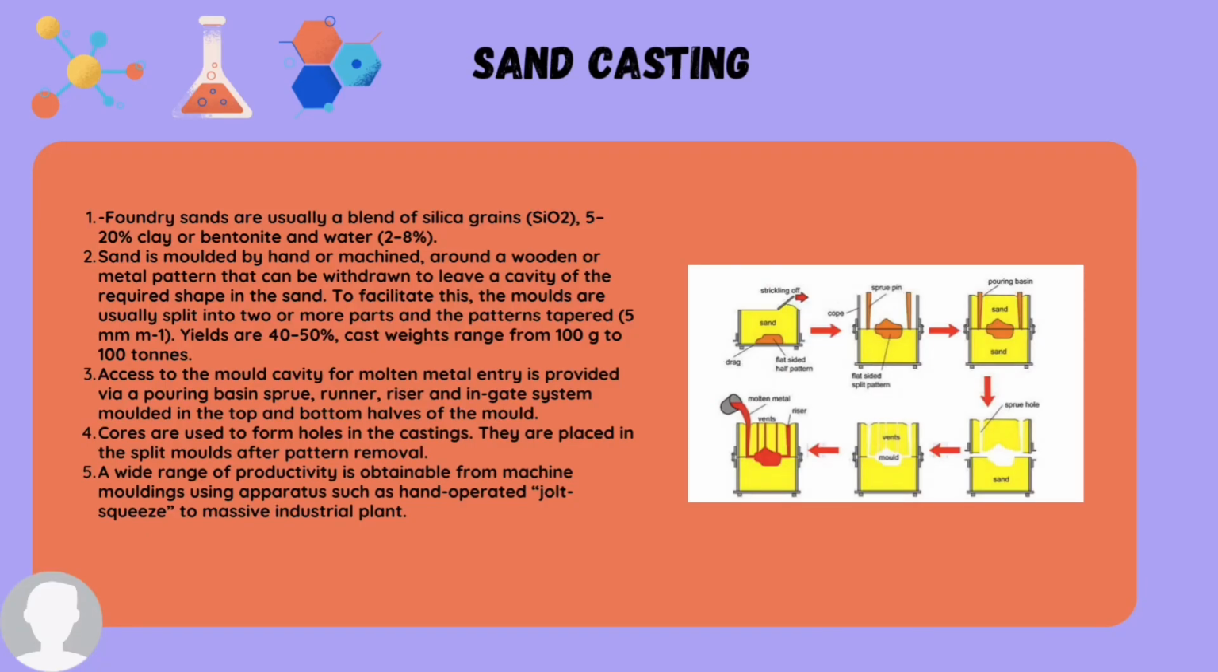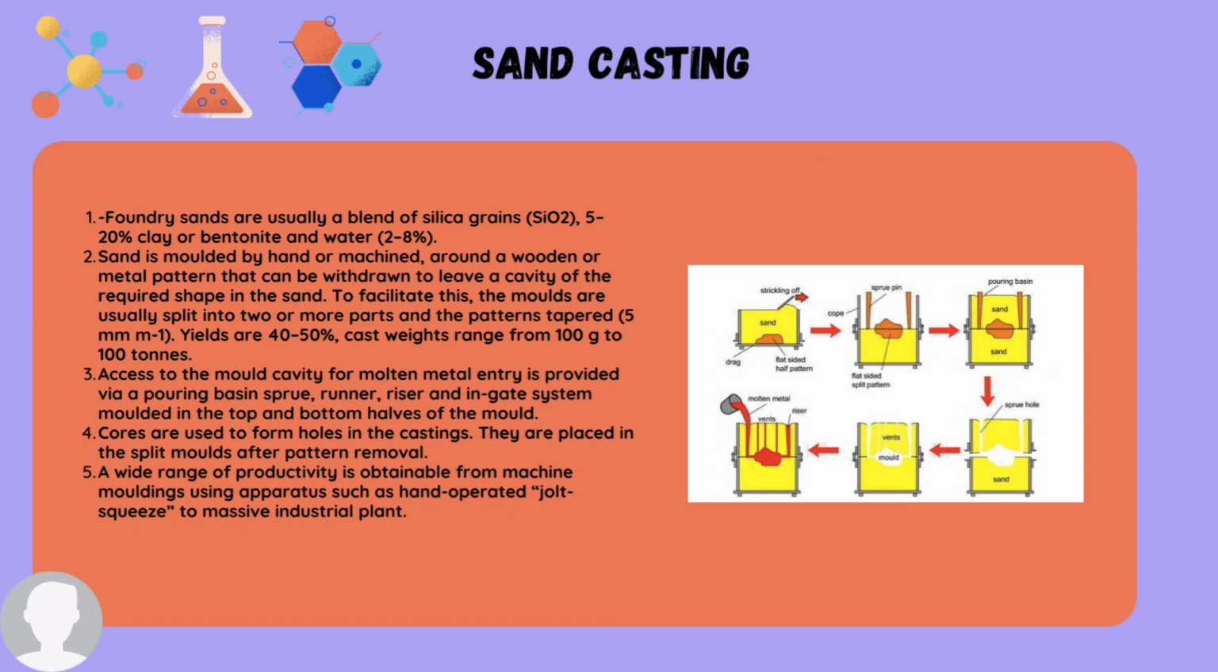Next is sand casting. Foundry sands are usually a blend of silica grains SiO2, 5 to 20% clay or bentonite, and water 2 to 8%. Sand is molded by hand or machines around a wooden or metal pattern that can be withdrawn to leave a cavity of the required shape in the sand. Access to the mold cavity for molten metal entry is provided via a pouring basin, sprue, runner, riser, and a gate system molded in the top or bottom half of the mold.